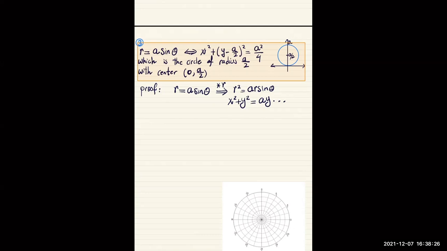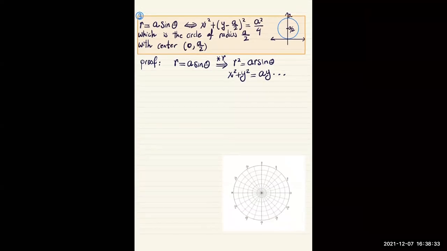So let's talk about more interesting graphs. Certain polar functions give you really cool graphs.